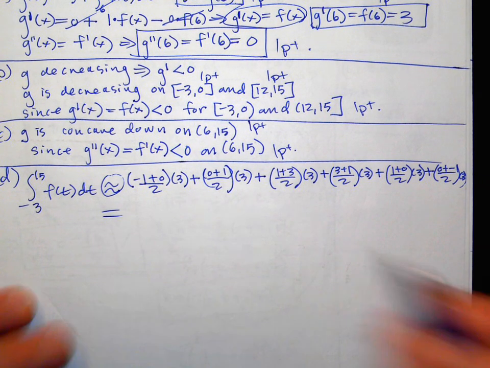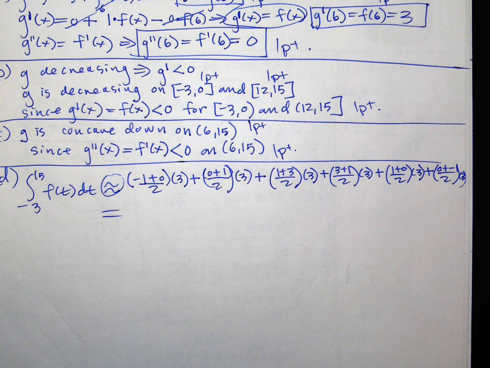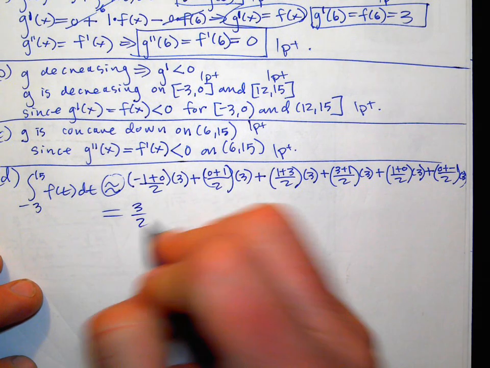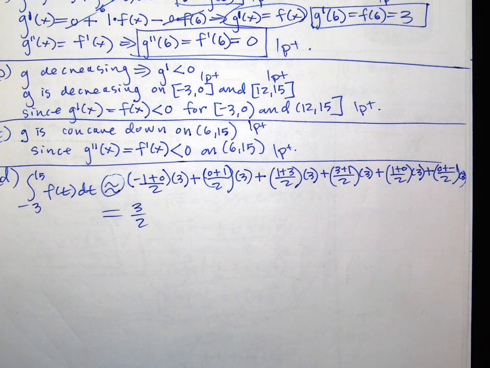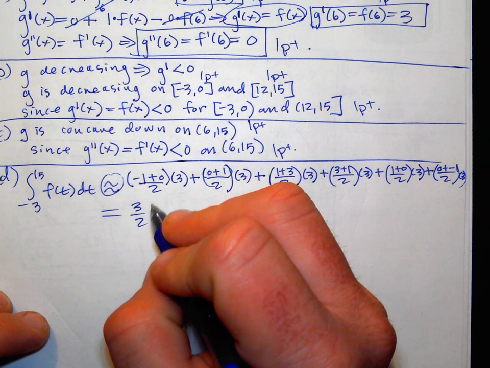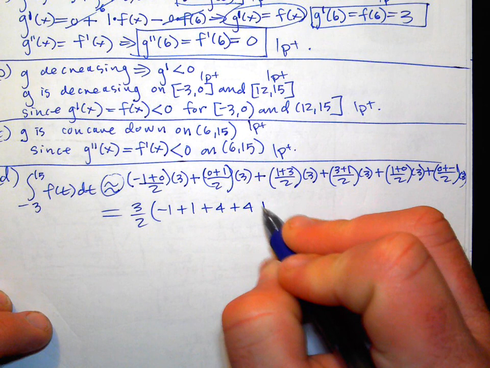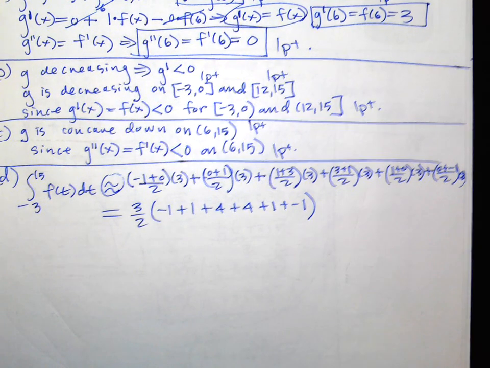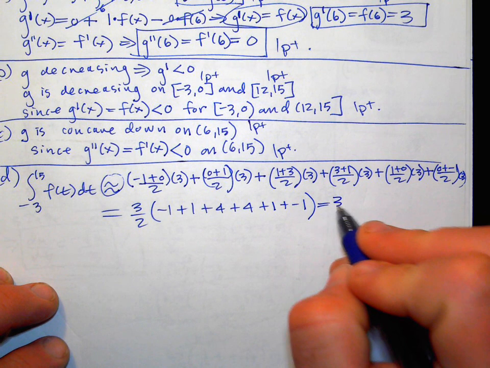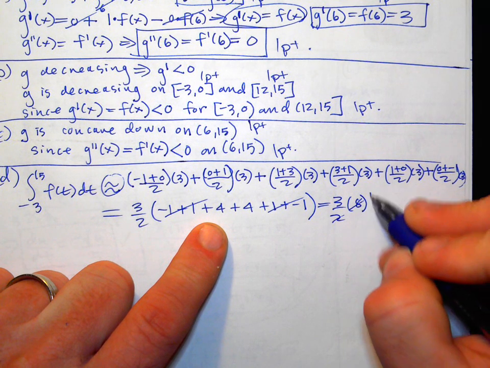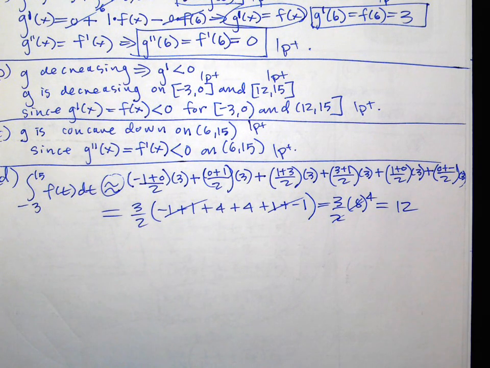So now we just have to figure out what this is. There is something a little tricky here that you don't have to do, but you notice how they all have 3 halves because they all have the same height. They all have divided by 2 to get the average of the bases. So then we can say, well, this is -1, this is 1, this is 4, this is 4, this is 1, and this is -1. It's kind of slick. So then those are going to cancel. Those are going to cancel. We get 8, which is 4, which is 12. So that's our approximation with trapezoids.